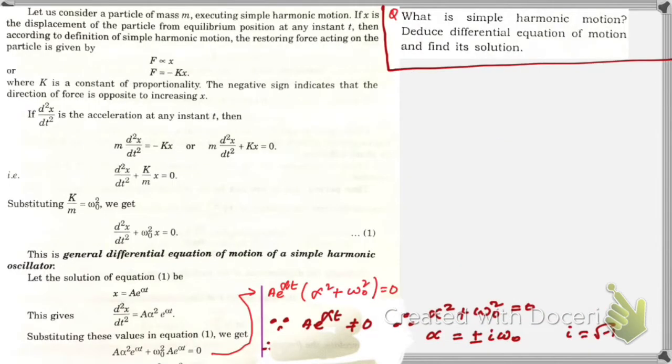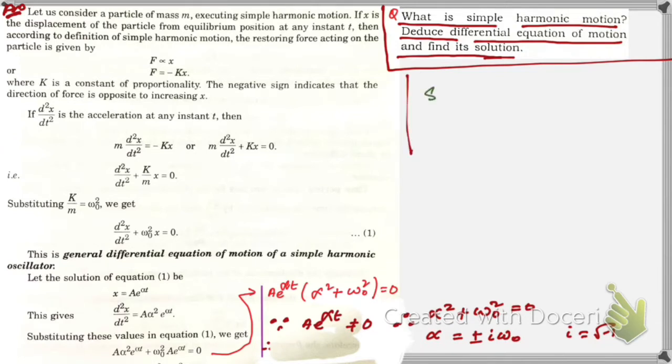The next question: what is simple harmonic motion, deduce the differential equation of motion and find its solution, right? So first we have to define simple harmonic motion. What is simple harmonic motion? Here you see, this is the answer to the next part of the question. Now let me define simple harmonic motion. What will be its definition?